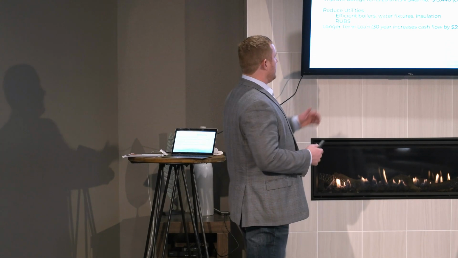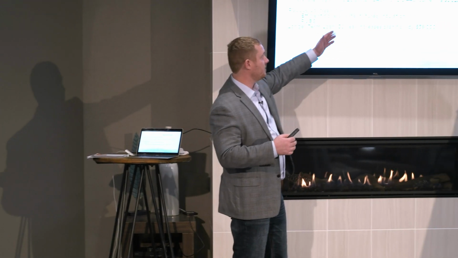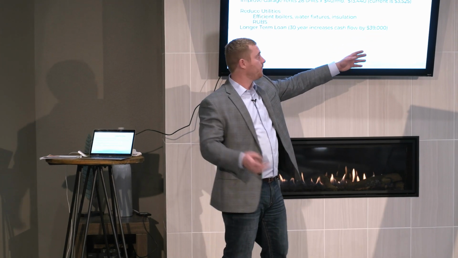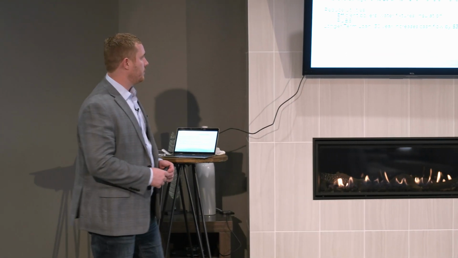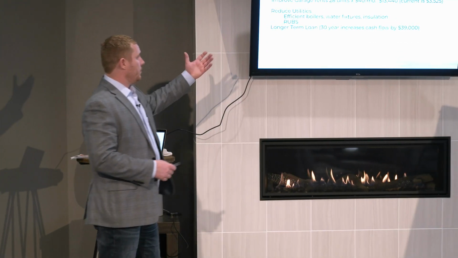The other thing, we talked about this already, but we can improve those garage rents to get them up to $40 a month, and I think it could even be higher depending on the market, but easily $40 a month in this market. We were getting $3,500 in the pro forma. We could probably punch that up to $13,000 or add an extra $10,000 in revenue, which of course improves our NOI.